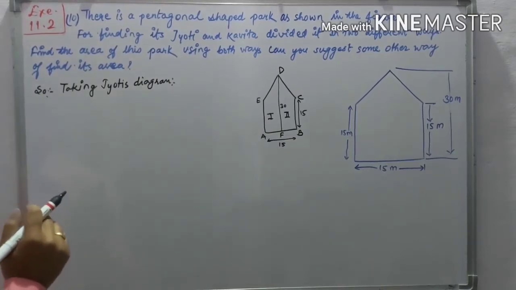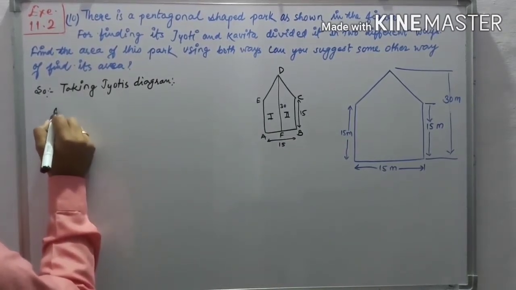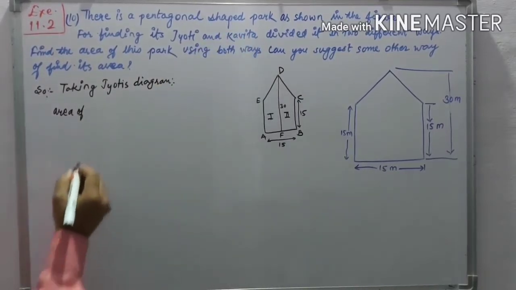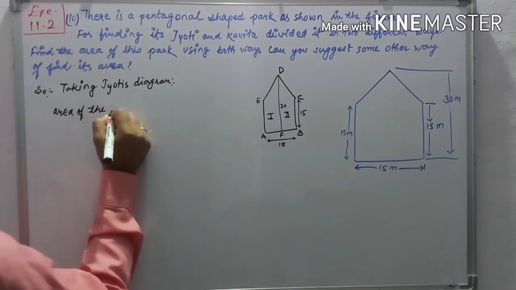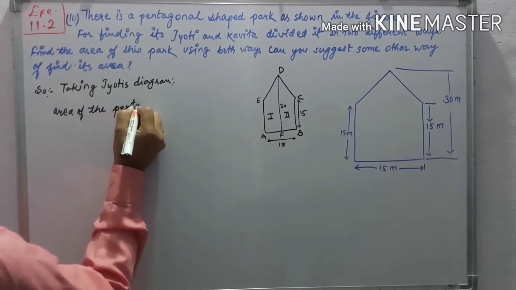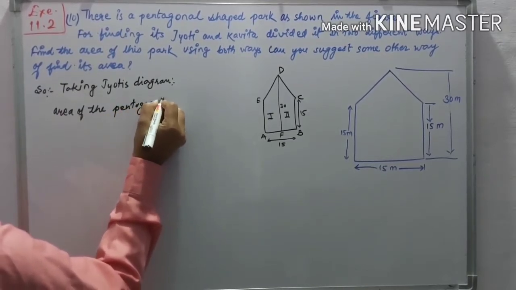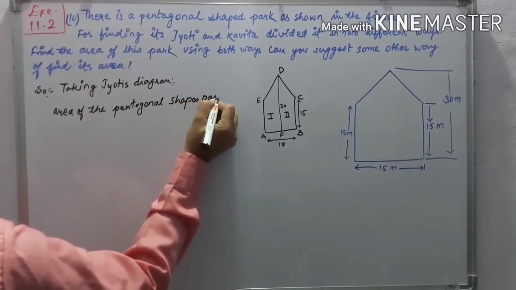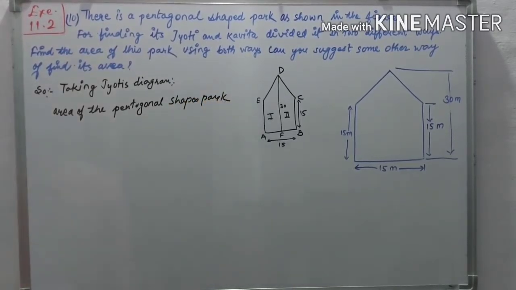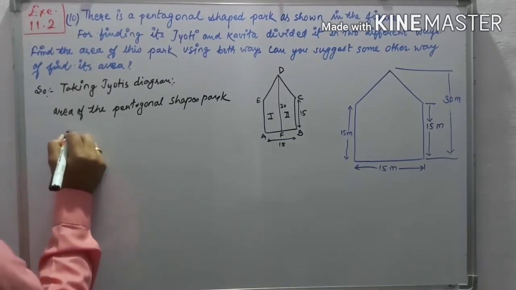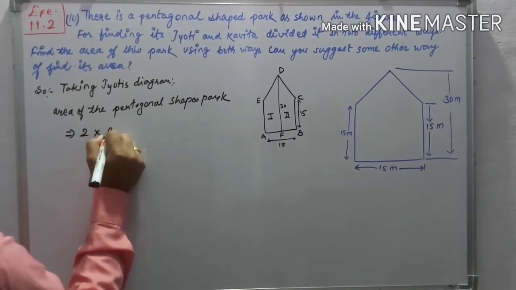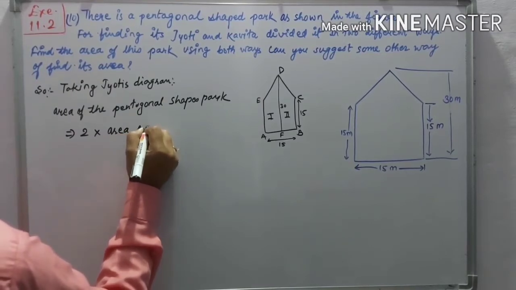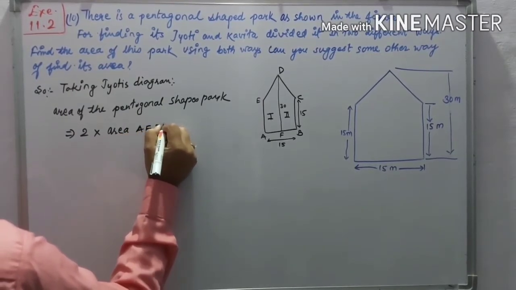Okay, their area, which is the area of the pentagonal shape park. Okay, it's equal to 2 into area of AFDE.